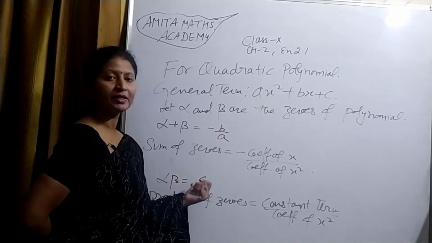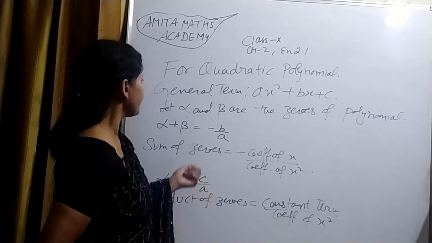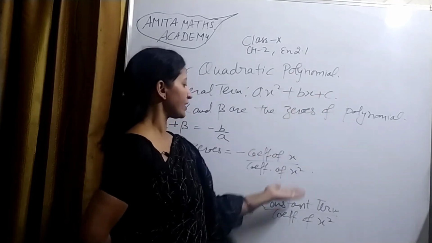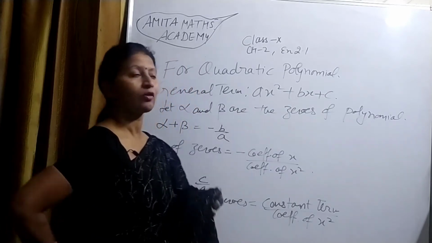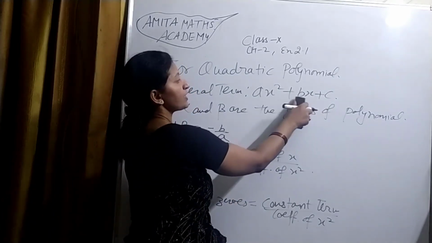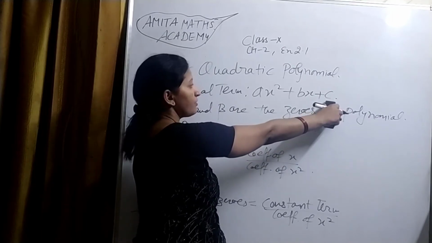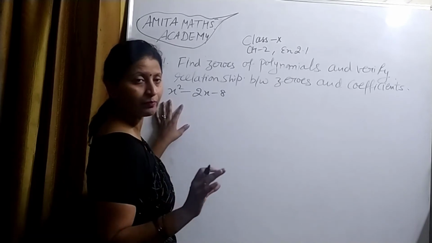And alpha beta, the product of zeros, is c by a. It means the product of zeros is c upon a, where c is my constant term, divided by the coefficient of x square. The coefficient of x square is a, the coefficient of x is b, and c is without any variable, so it is a constant term. The power of the variable is 2, so it is a quadratic polynomial.